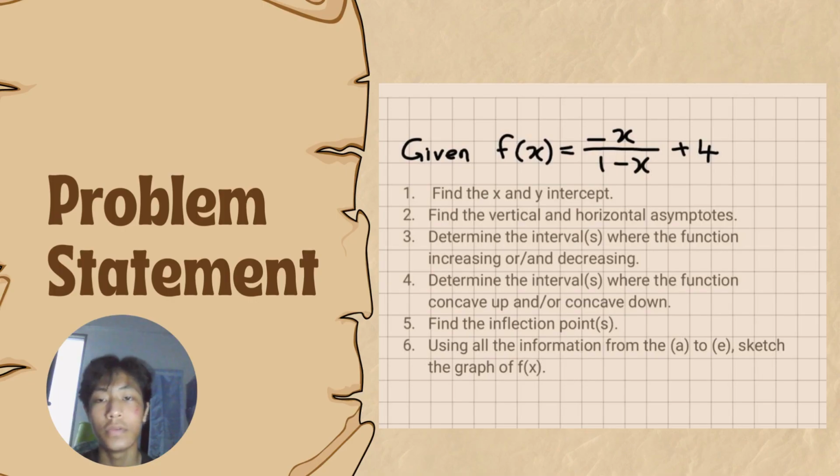Okay, now we move to the problem statement of the analysis of function 2. Okay, here, given f(x) equals negative x over 1 minus x, plus 4.